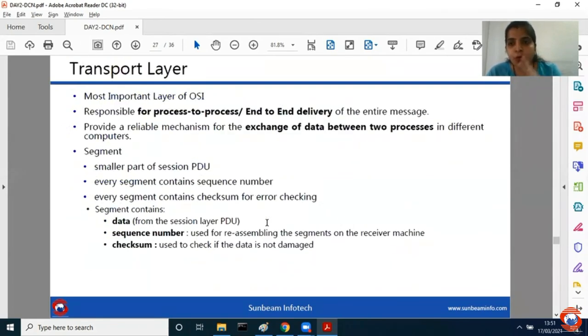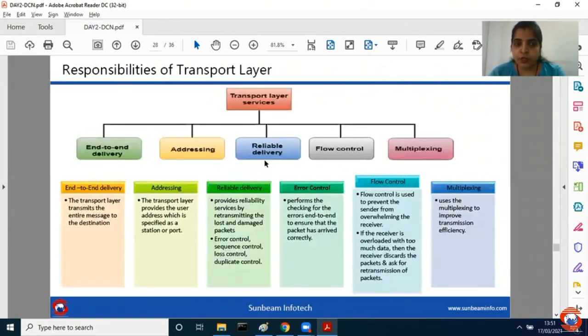Similarly, the transport layer is the most important layer. The transport layer divides the data in the form of segments. The two major protocols are TCP and UDP. The transport layer is responsible for end-to-end delivery. It includes end-to-end delivery, addressing, meaning where I have to send the data, reliable delivery, flow control, and multiplexing. I hope you remember the multiplexing and demultiplexing concept.